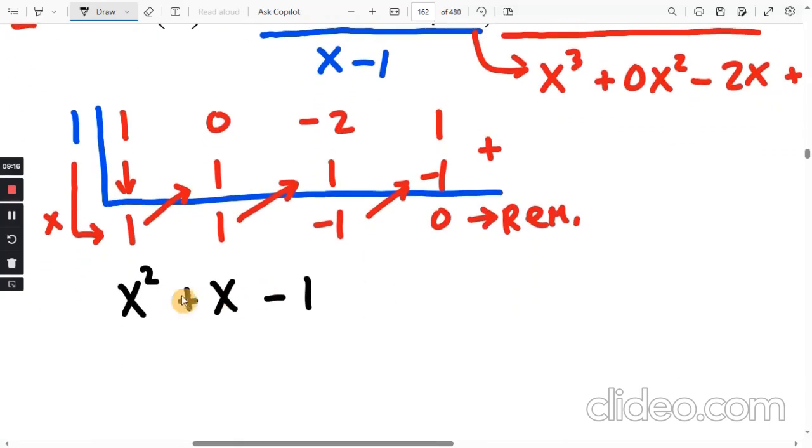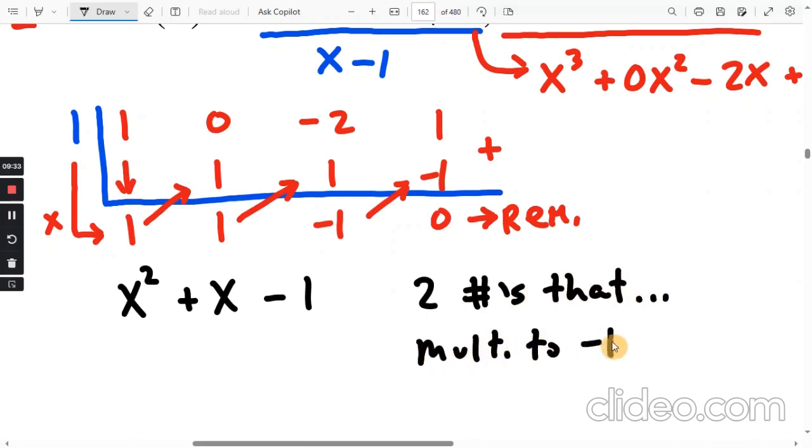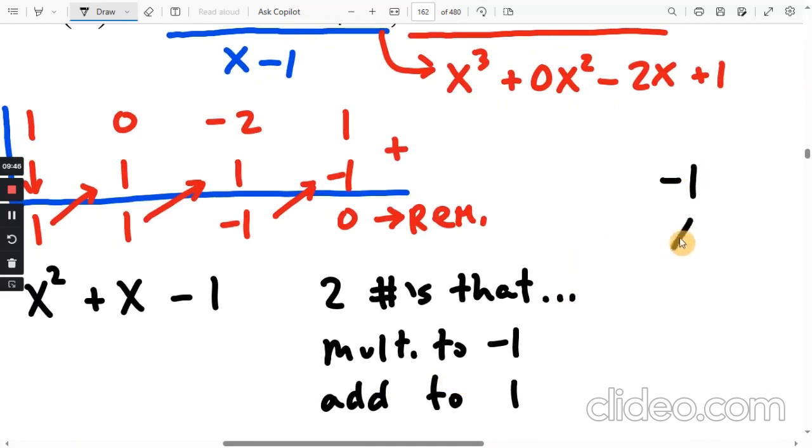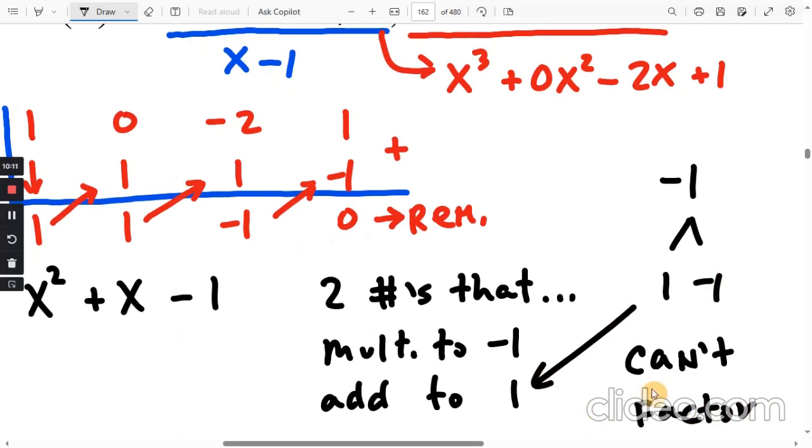All right, so now we need to factor this here. We want two numbers that multiply to negative 1 and add to positive 1. Can we do that? Well, let's see. If we write out the factors of negative 1, there's only one answer: 1 times negative 1. If you add these two, it adds to 0. So we can't factor it like that, because these two, when you add them up, add to 0. It doesn't add to 1, so we can't factor it. We need to use the quadratic formula.